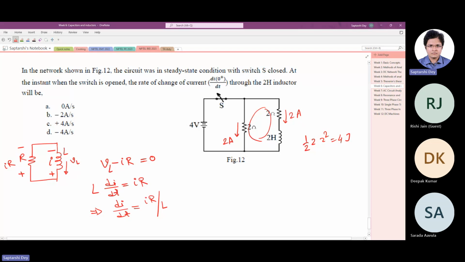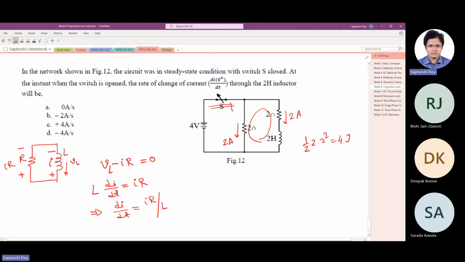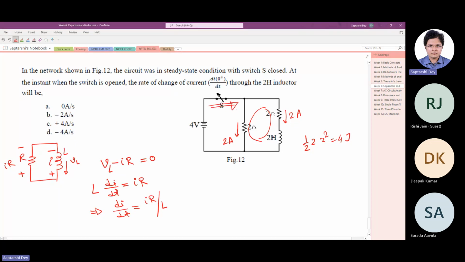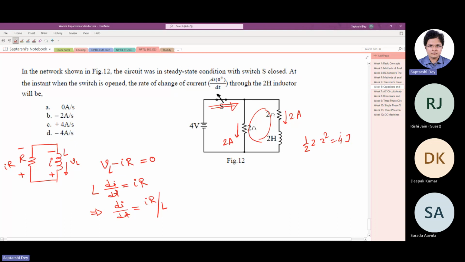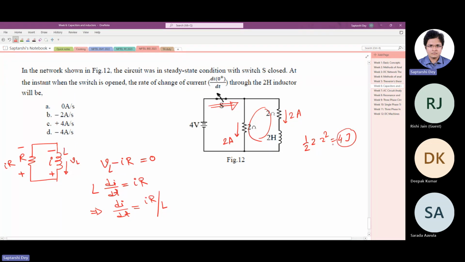So as you can understand, in this circuit the current will keep dropping. As soon as you open the switch, what will happen? No more energy is flowing from the supply to this network, and thus the 4 joule energy that was stored in the inductor will gradually get dissipated in these two resistances, and the current will as a result drop and become 0.